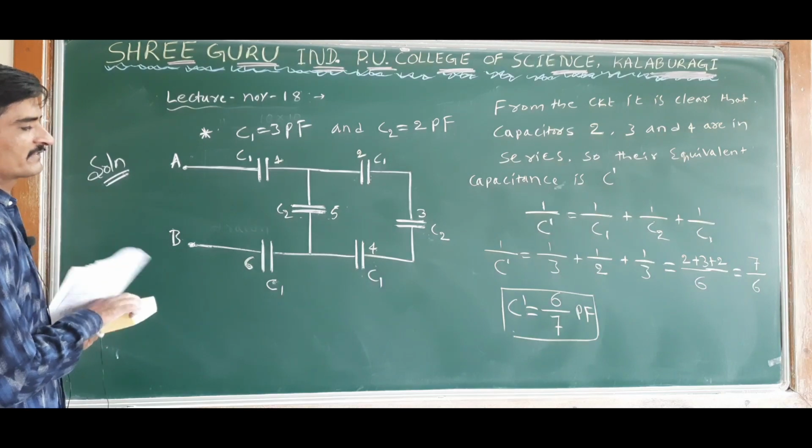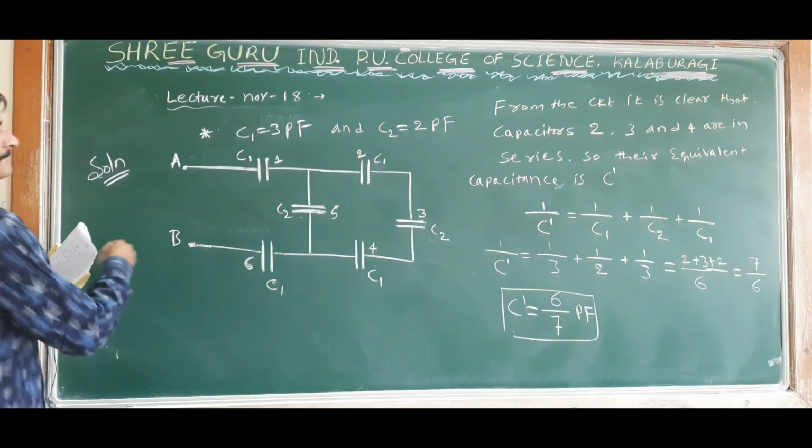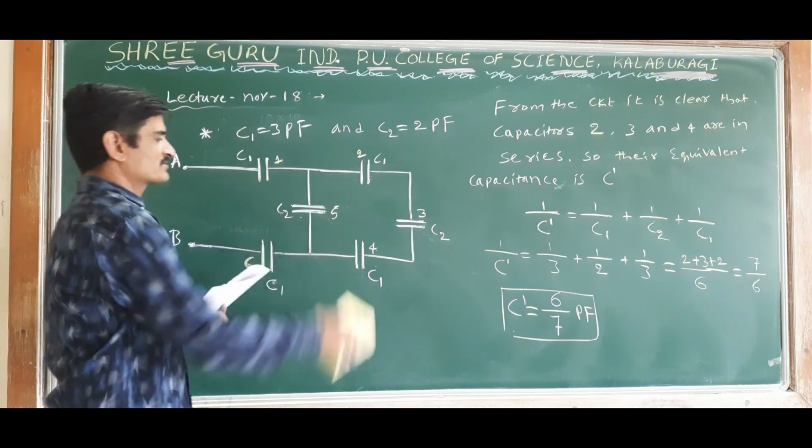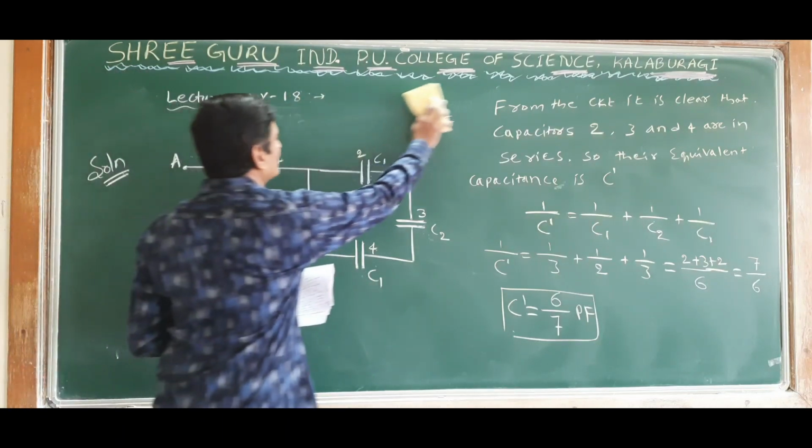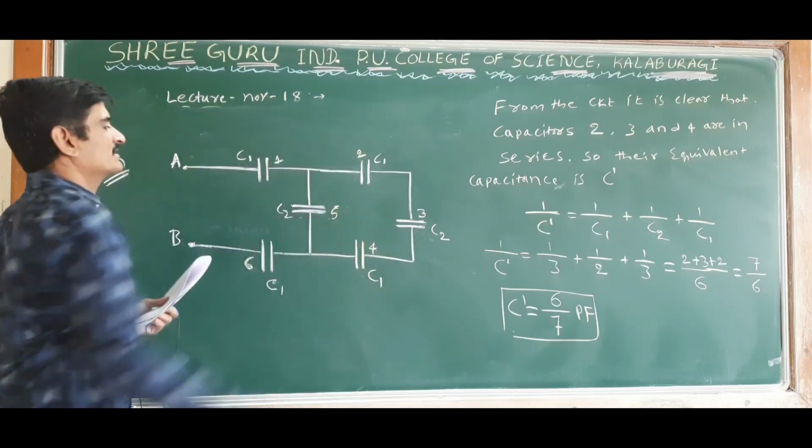Now I will redraw this circuit. I will change to this one only. Here only I will change. I would have to draw once again, but instead of drawing once again, I will change here only.